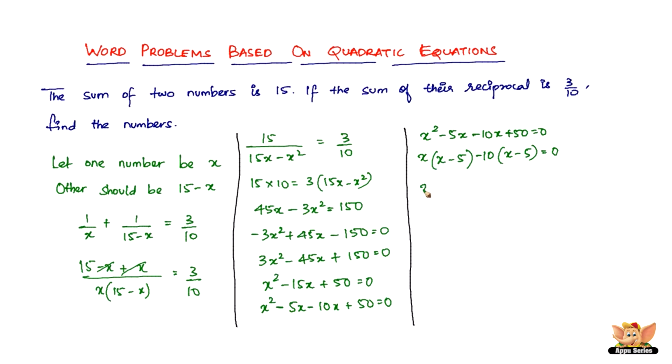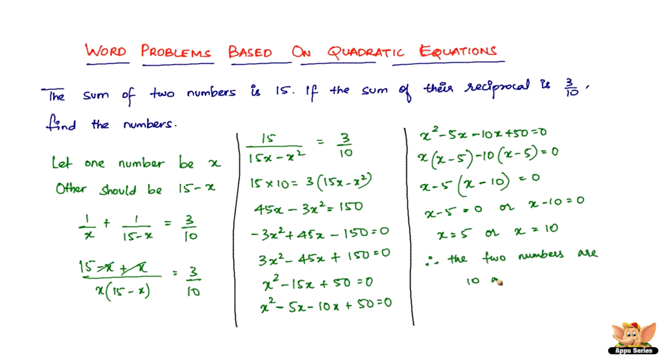Considering both these terms, let's take out x minus 5. All you're left with is x minus 10 equals 0. So x minus 5 equal to 0 or x minus 10 equal to 0. x equals 5 or x equals 10. So we've got 2 values. Now x can be either 5 or x can be 10. Therefore the two numbers are 10 and 5, because 10 plus 5 is 15.